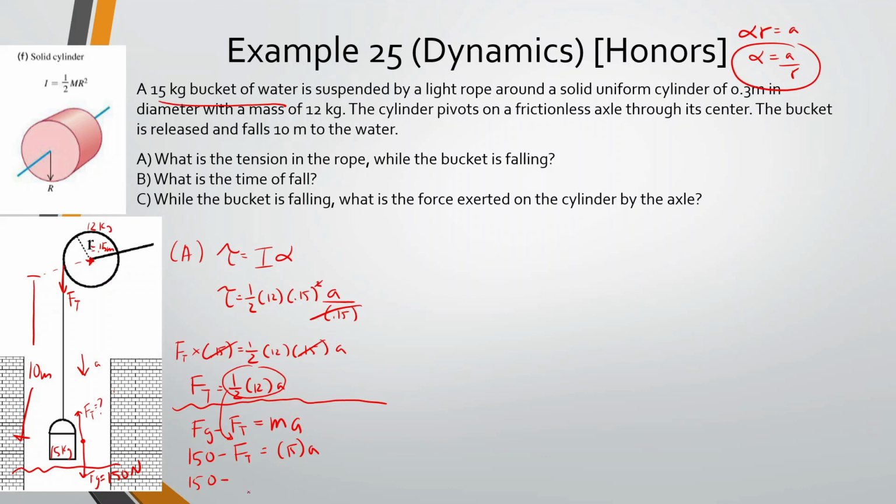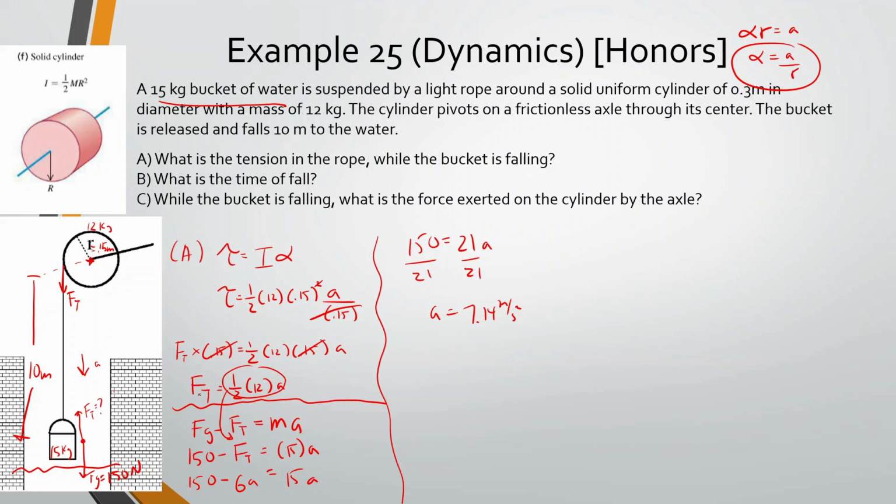6 times a is equal to 15a. Okay, so now I'm going to put this over to the other side, plus 6a. So it's going to be 150 is equal to 21a. And now I divide both sides by 21, and then I get a is equal to 150 divided by 21, 7.14 meters per second squared. Everything's in meters, right? Yep. Oops, that's not the answer. We're still looking for the force of tension. So I guess I should have found that.